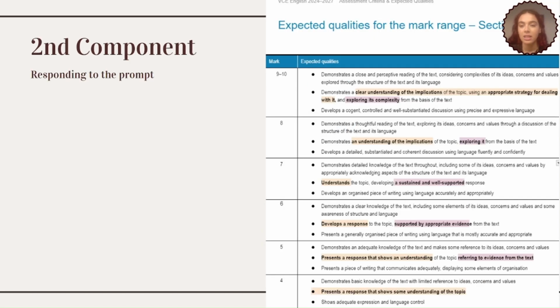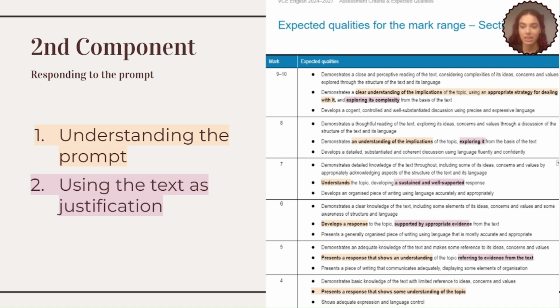Okay. Now, let's talk about the second component. This is the second dot point. This is your response to the prompt. We have just finished understanding the text. Now it's responding to the prompt. So we've got your literal understanding of the prompt and using the text as justification.